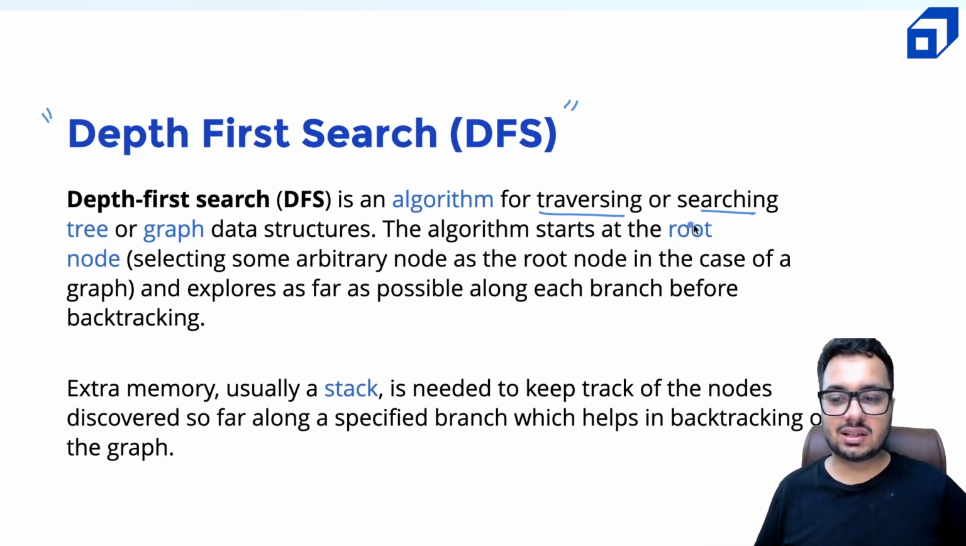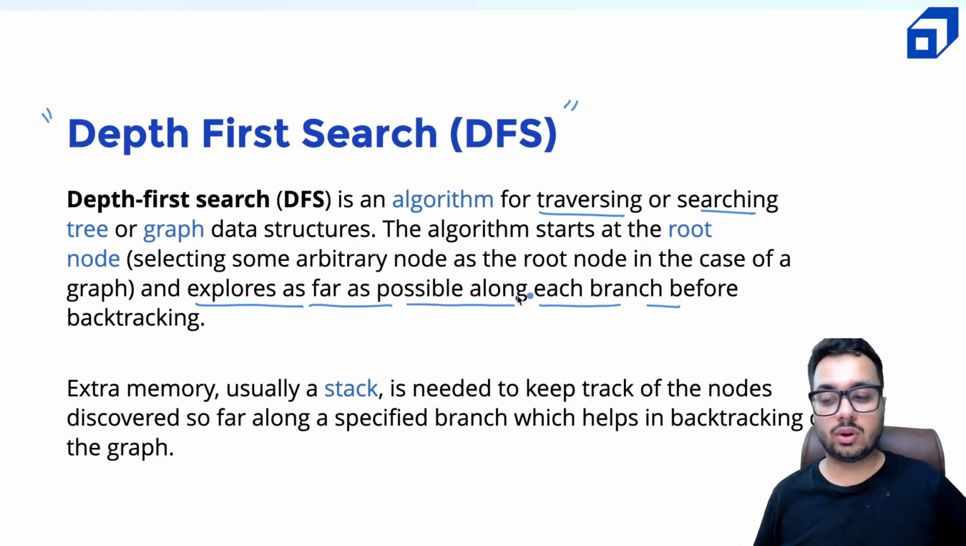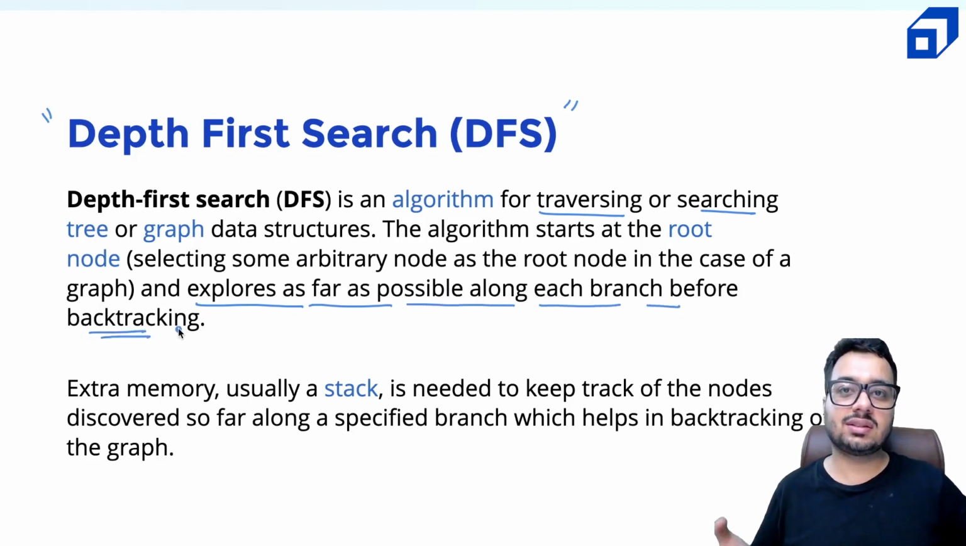The algorithm starts at the root node. In the case of a graph, there is no root node, so you can arbitrarily select any node as the root node, or you can have some specific node, and you have to explore as far as possible along each branch before backtracking. We'll try to understand this through an example.